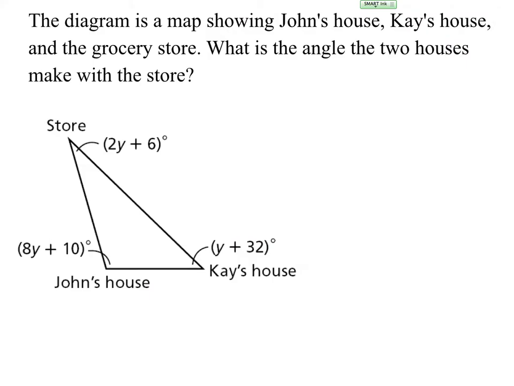All right, how about this one? Got a diagram. It's a very simple kind of map. John's house, Kay's house, the store. What's the angle the two houses make with the store? So I want you to figure out this angle. What's the store's angle? What kind of equation? Name the theorem.